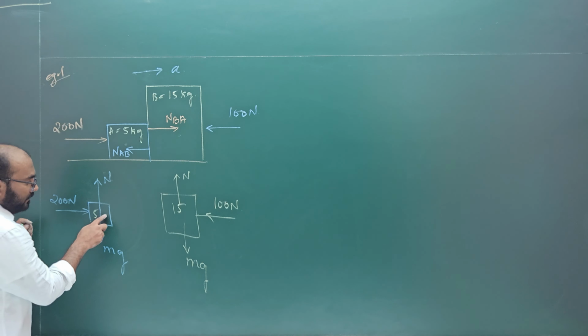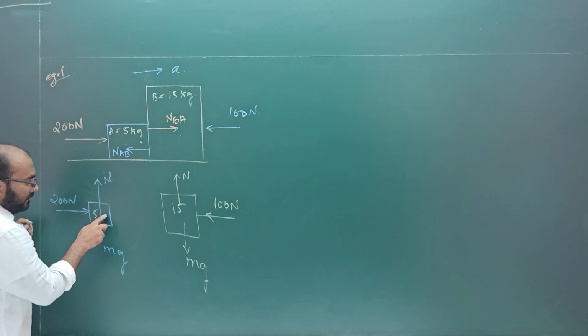Similarly, if I write the equation for body B, tell me, this 100 is greater or NBA is greater? NBA will be greater. Why? Because acceleration is in this direction. So NBA minus 100 equals 15A. This is your equation number 2.